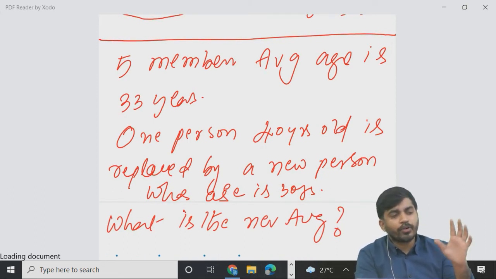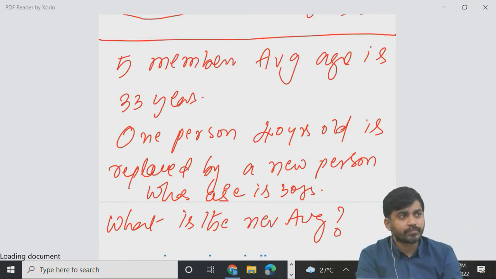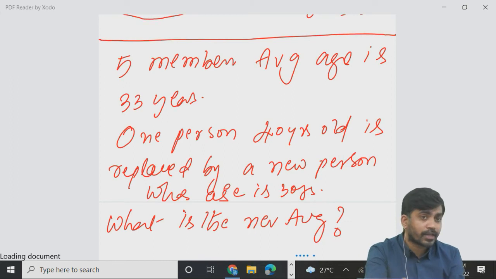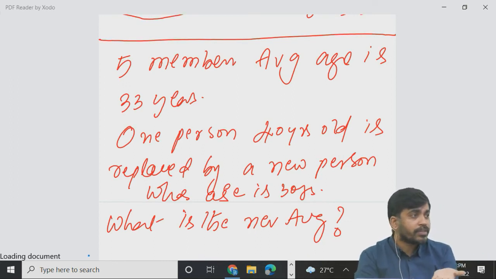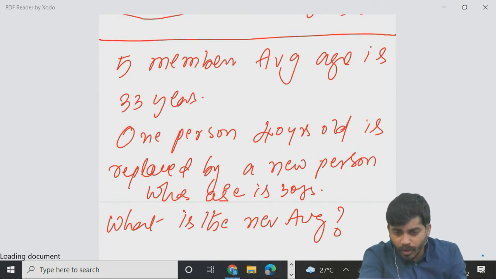So actually if you replace 40 with 40, what happens? Generally if you replace 40 with 40, there is no change in the group. It will be same as the previous value. The average will not change. But now 40 is replaced by 30. There will be a change in sum. Sum means sum of all the members' ages. So definitely the mean will change. Tell me what is the new average.